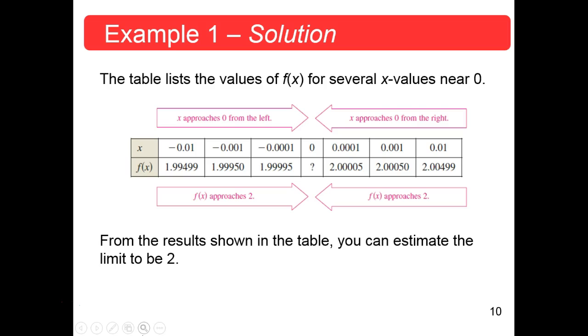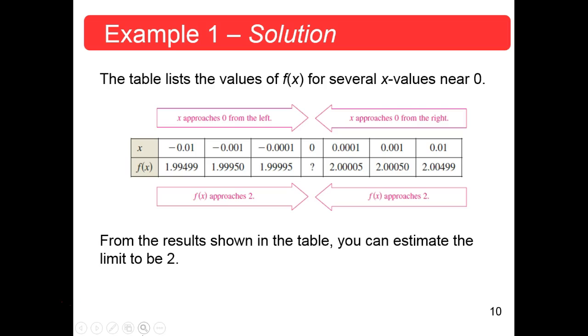I don't know what it is at 0 because it's not defined there. And then at 0.01, 0.001, 0.0001, closer and closer to 0. So this goes 2.00499, 2.0050, 2.00005. That's getting closer to 0 here and there. So the limit does appear to be 2. And we just worked it out and saw it definitely is 2.